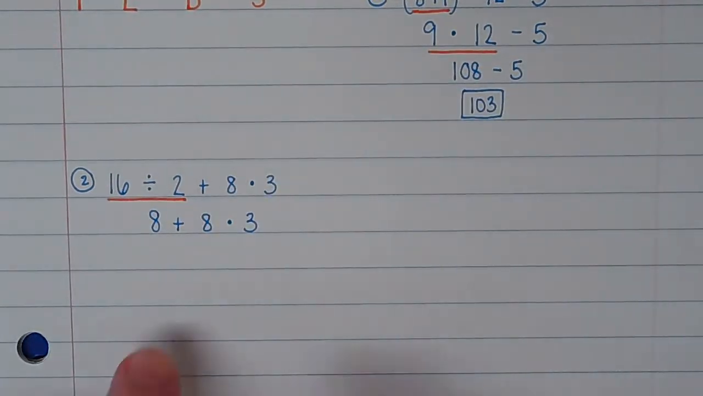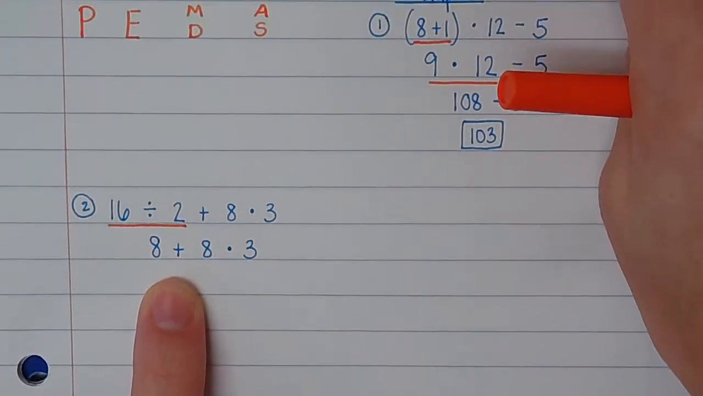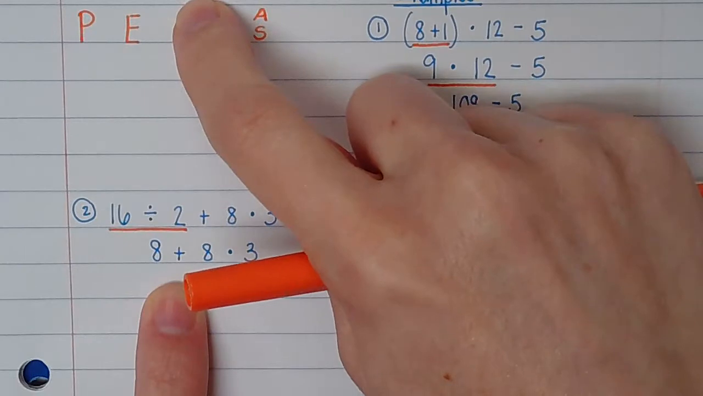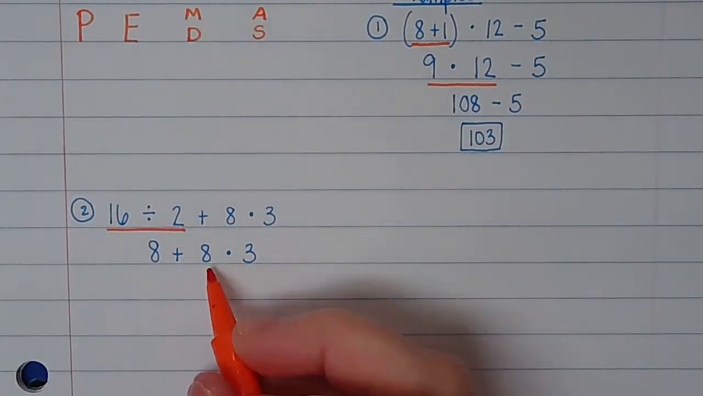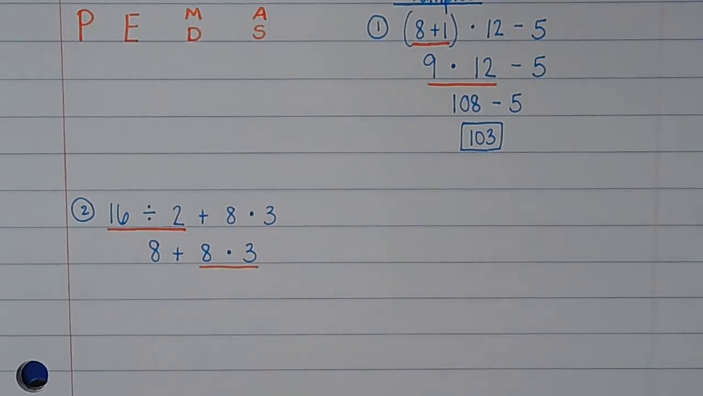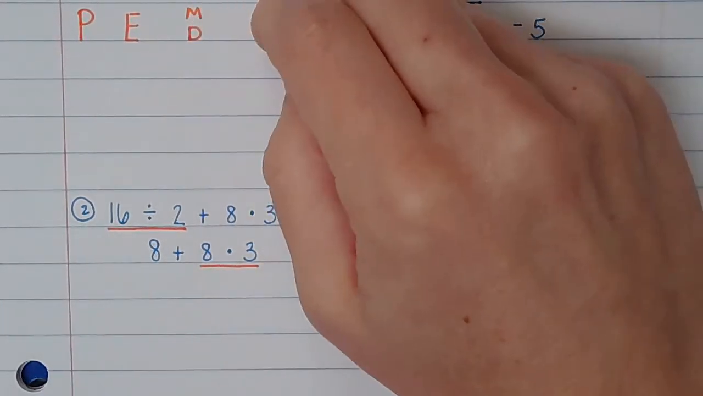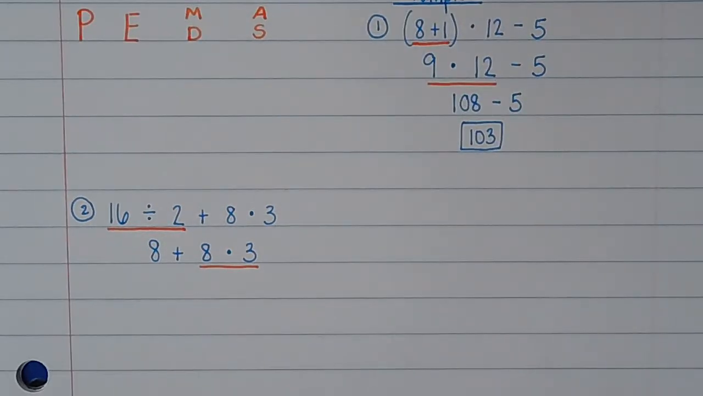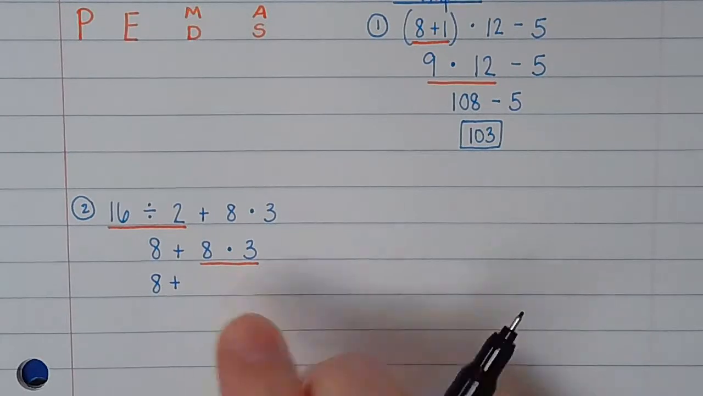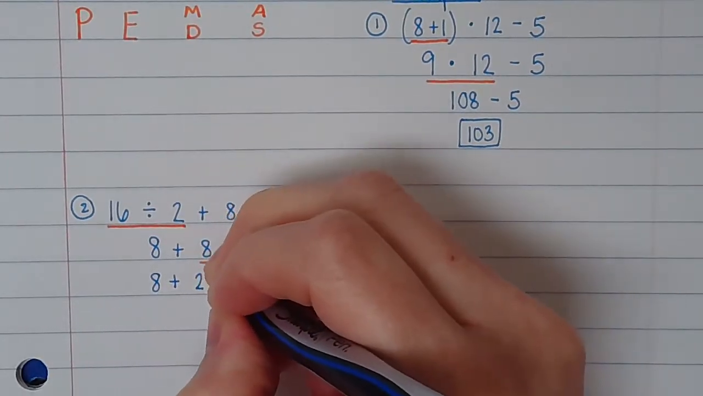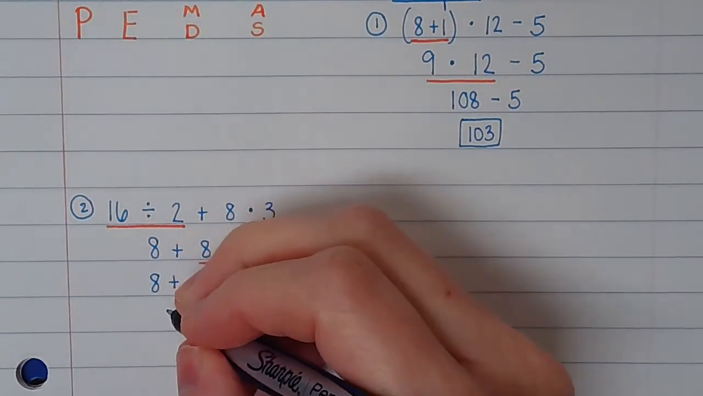Okay, so I've got addition and subtraction left. Well, according to PEMDAS, I have to do my multiplication and division before I can move on to my addition and subtraction. So I have to do this next. It doesn't matter that it's at the end. I have to do it next because you have to finish M and D before you can move on to A and S. So leave this 8 plus right here. 8 times 3 is 24. And now I just solve 8 plus 24, and I get 32.